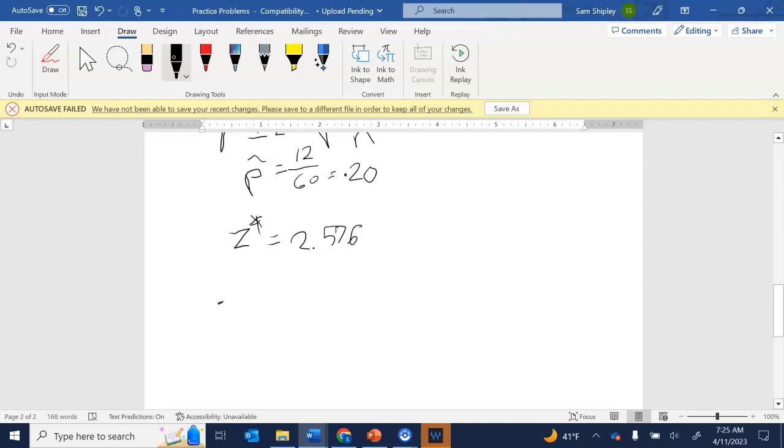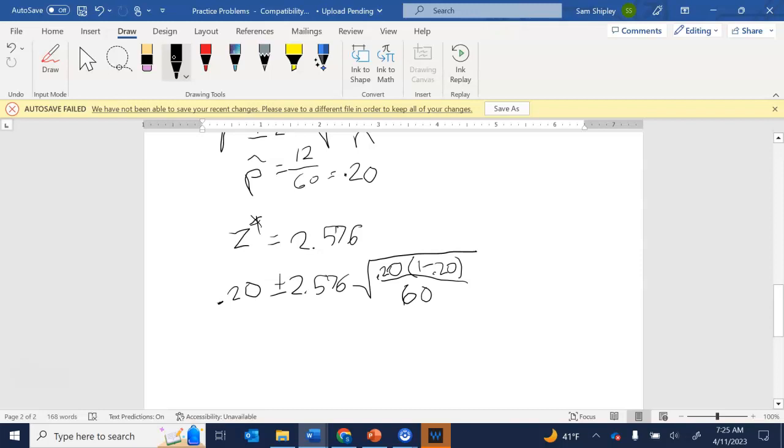So we'll go ahead and do 0.20, because that's our P hat, plus or minus 2.576, because that's our Z star. We'll get our square root going and plug in the numbers. So 0.20, 1 minus 0.20, close parentheses, over 60, which is our sample size, so that was n.